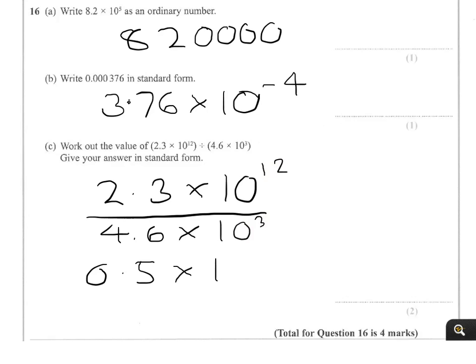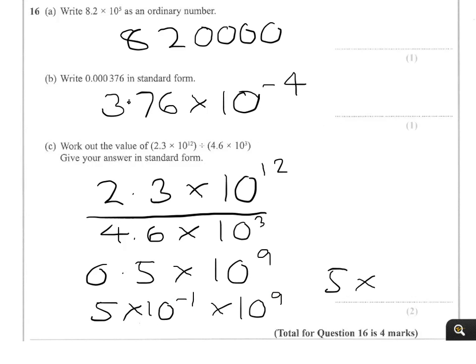Now that is not in standard form, of course, because 0.5 is not between 1 and 10. But we can write 0.5 as 5 times 10 to the minus 1. And then we've got to times that by 10 to the 9. So if we put our powers together under multiplication, we add. So minus 1 plus 9 is 8. So our final answer will be 5 times 10 to the power 8.